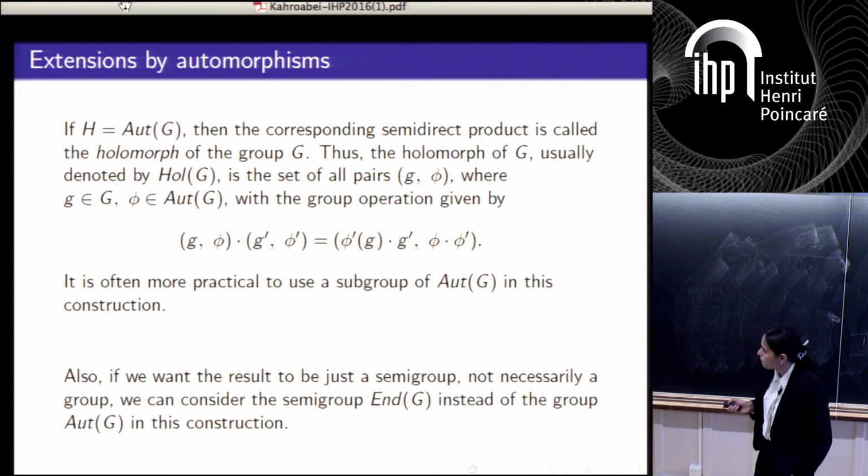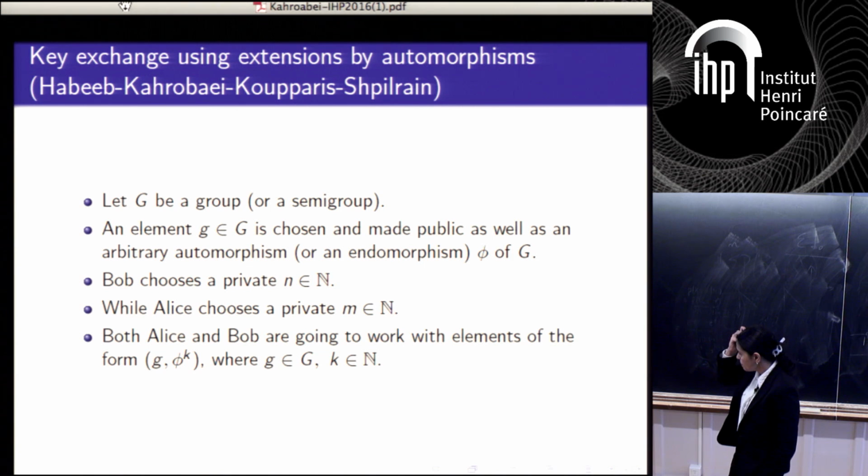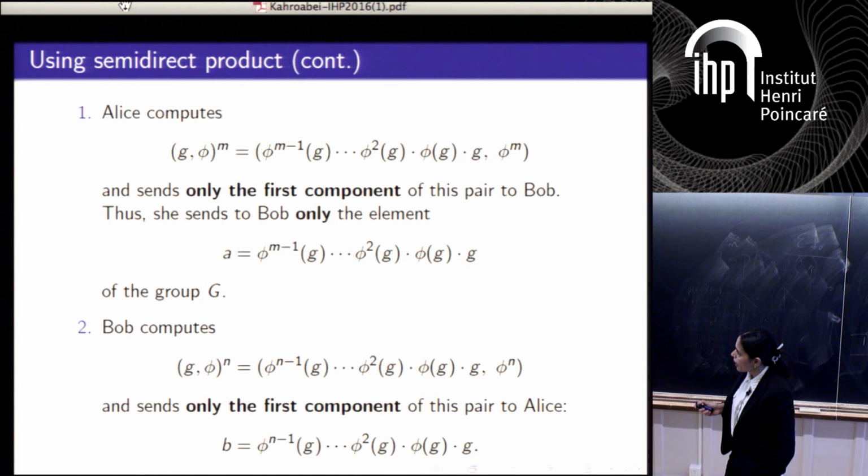So here's the key exchange that we proposed. Let G be a group or a semigroup, and an element g in G is chosen and made public. Also phi, which is an arbitrary automorphism or endomorphism of G, is also public. Now Bob chooses a private n in N, and Alice chooses a private m in N. Now Alice computes (g, phi)^m. So you basically inductively multiply (g, phi) by itself. The second component is just phi^m, but the first component looks like this, if you keep doing that inductively.